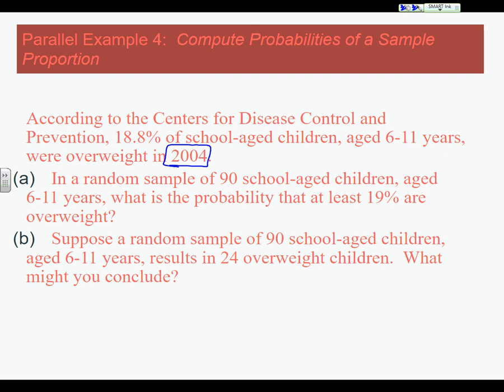So in a random sample of 90 school-age children, I want to know the probability, have those Z charts ready, your normal distribution charts, that at least 19% are overweight.